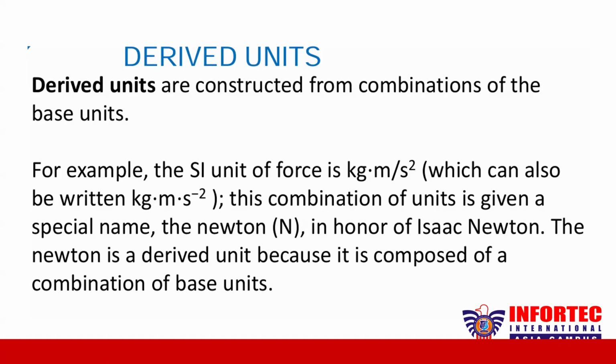This combination of units is given a specific name, the Newton, capital N, in honor of Isaac Newton. The Newton is a derived unit because it is composed of a combination of base units. So these are derived units. We can derive units by constructing combinations of the basic units. We know kg is the SI unit for mass, meter the SI unit for length, and second the SI unit for time. Then this is the Newton force. kg m s^-2 is the combination of units for force.